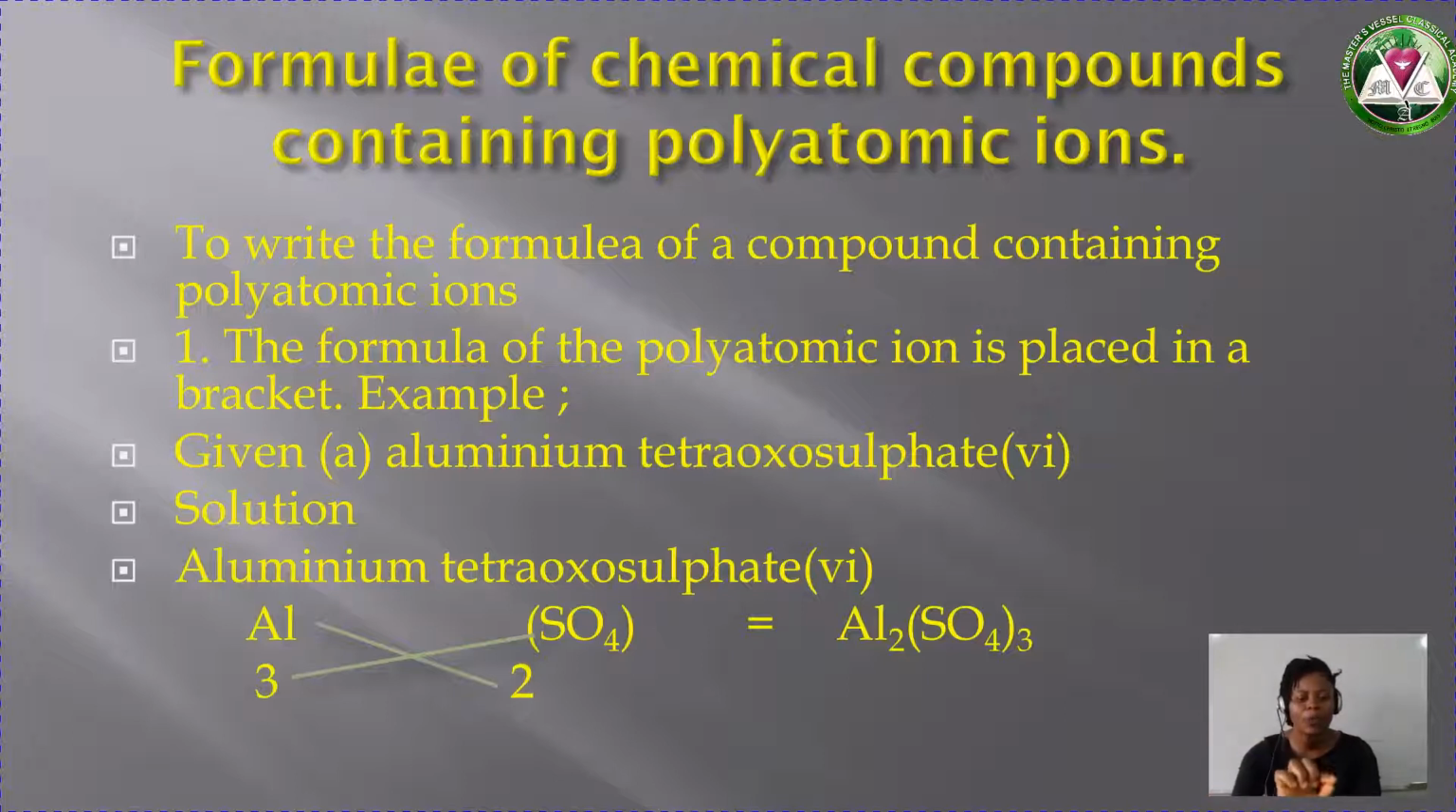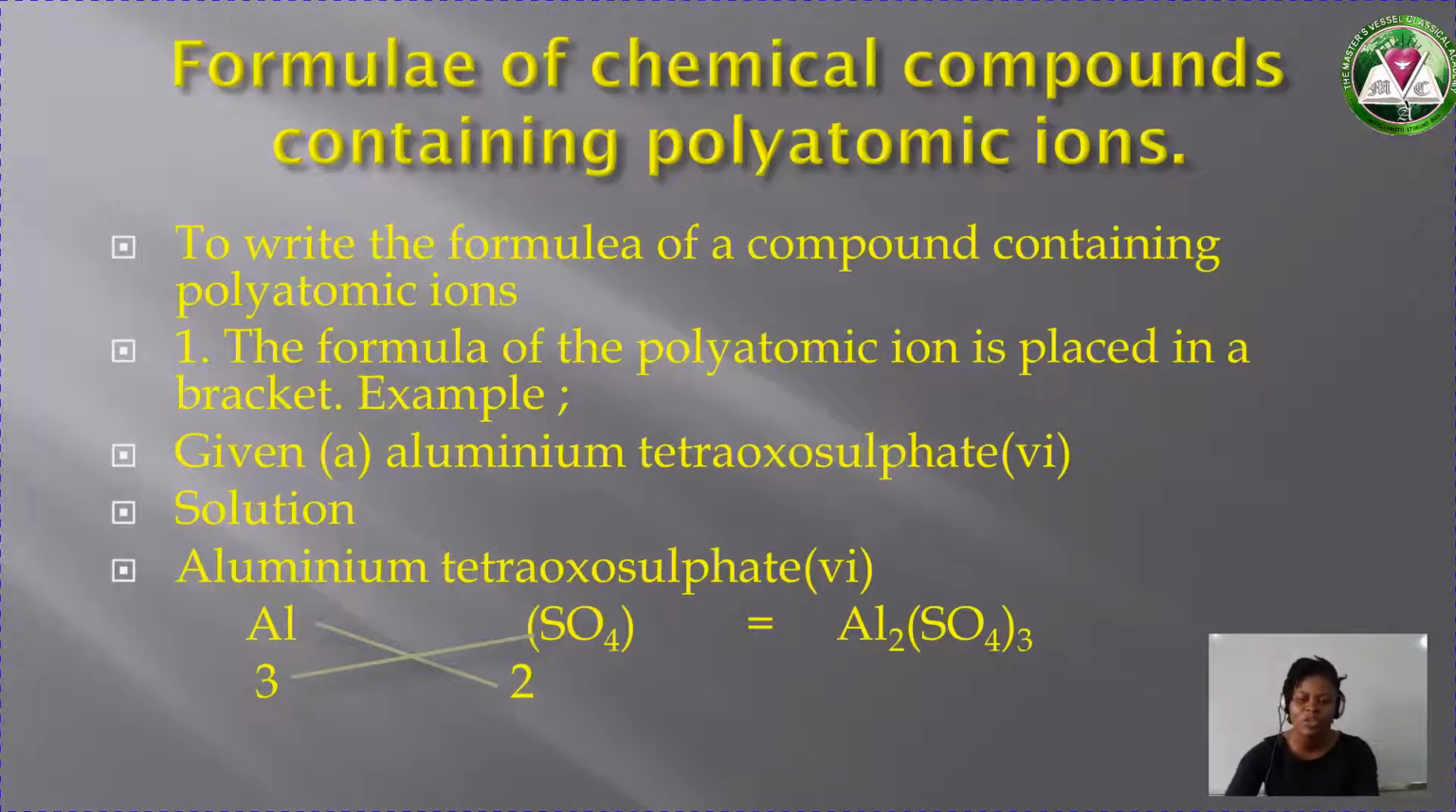Okay, now you write their valence. Aluminium, the valence for aluminium is what? 3. And tetraoxosulfate 6, 2. Good. Now you draw your arrow from aluminium pointing to the valence of tetraoxosulfate 6, which is 2. What will you have? Al2. That's correct. Then the next one will point from that tetraoxosulfate 6 to 3. Then what will you have there? SO4 bracket 3.